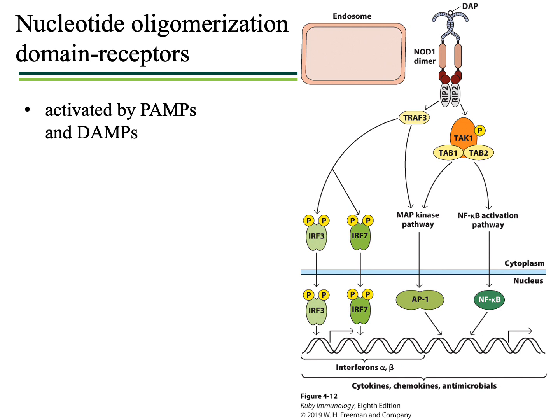The next specific receptor I wanted to focus on is known as NLR, nucleotide oligomerization domain receptors. These are activated by PAMPs and another category of molecules known as DAMPs, which are damage-associated molecular patterns. This particular type of receptor is found within an endosome, so this is something found inside of the cell. It is involved in signaling pathways as well.